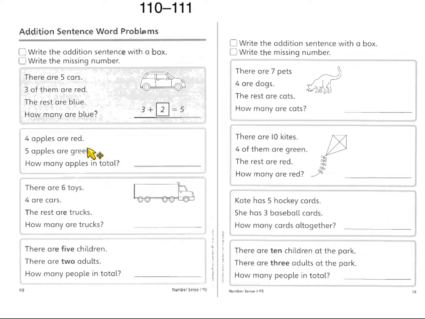4 apples are red, 5 apples are green. How many apples in total? You don't know the total. So your box has to go at the end because that's the one you don't know. 4 and 5 equals, can I even fit it in?